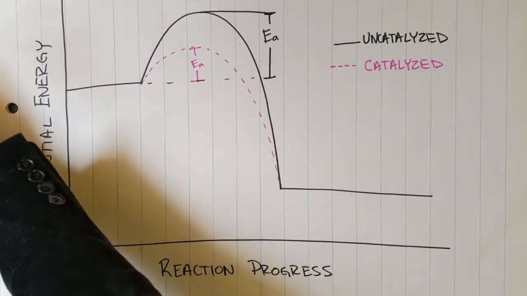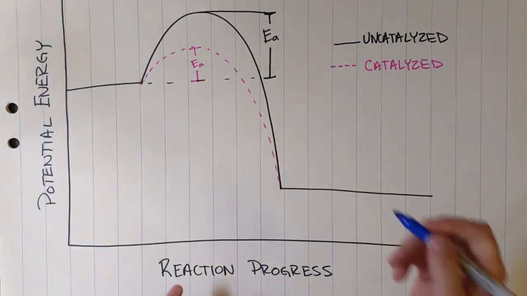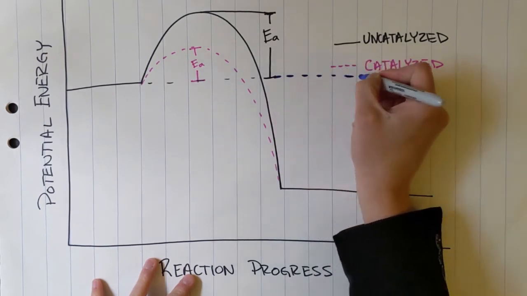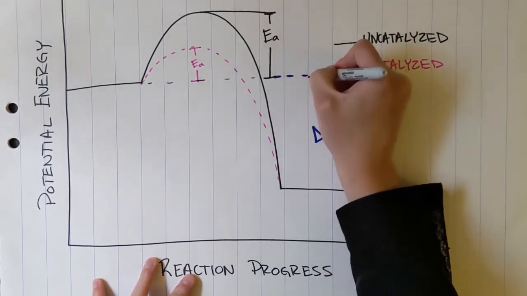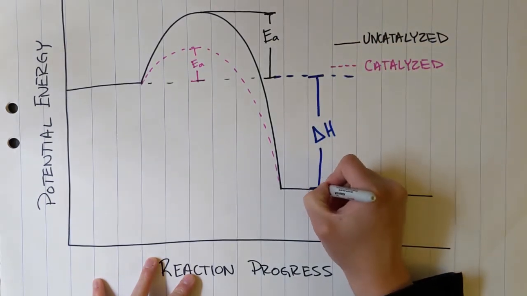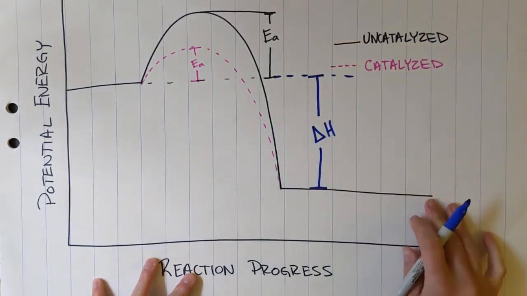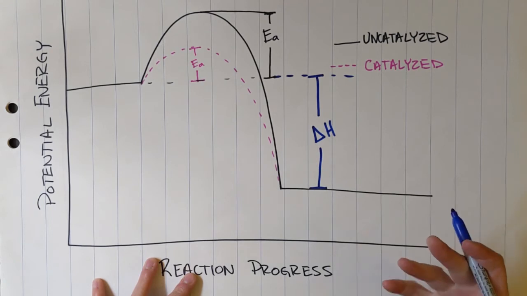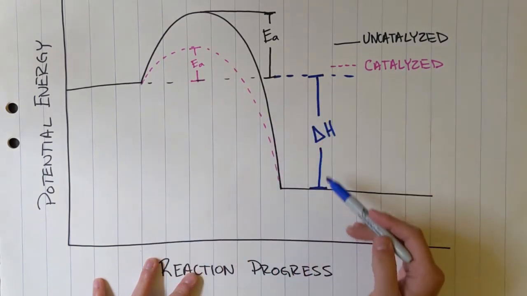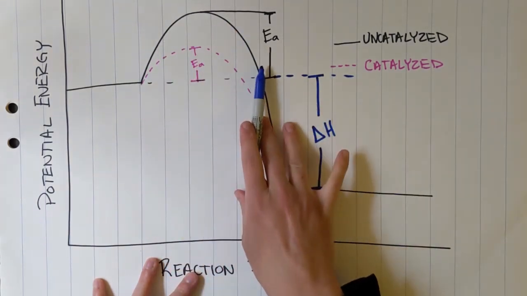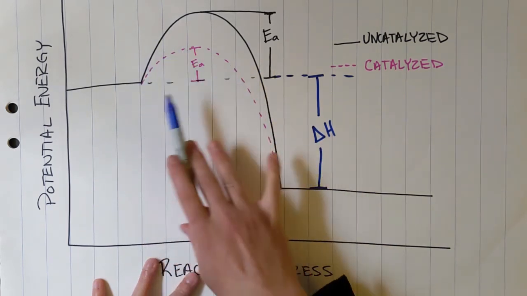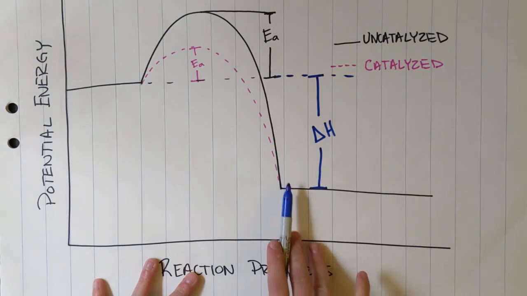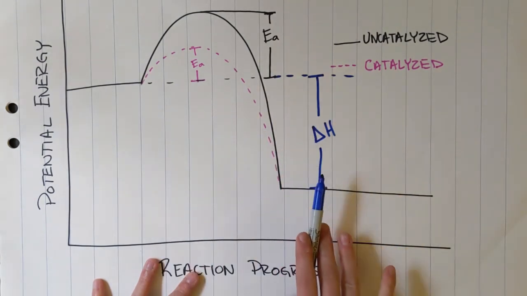But did the enthalpy change? The enthalpy of the reaction would be this line here, the difference between the potential energy of my reactants and the potential energy of my products. Does that change? Well, no, because the enthalpy of the reaction doesn't include the activation energy. So whether we have a catalyzed or an uncatalyzed reaction, the enthalpy of the reaction will not be affected. The enthalpy of the reaction does not change.